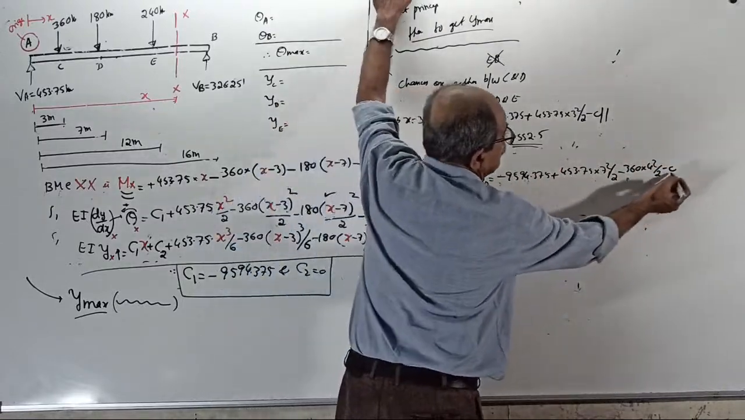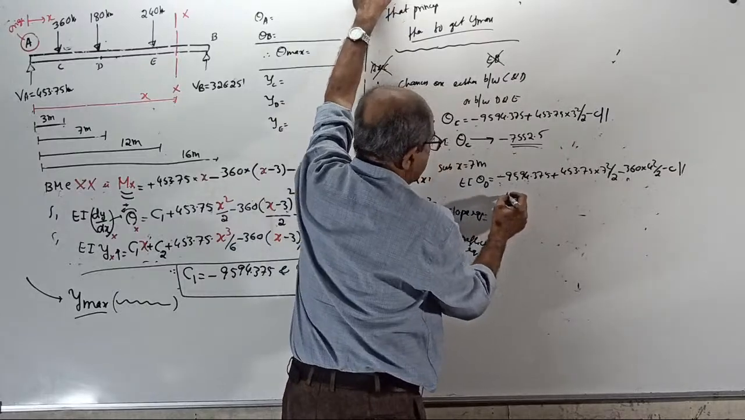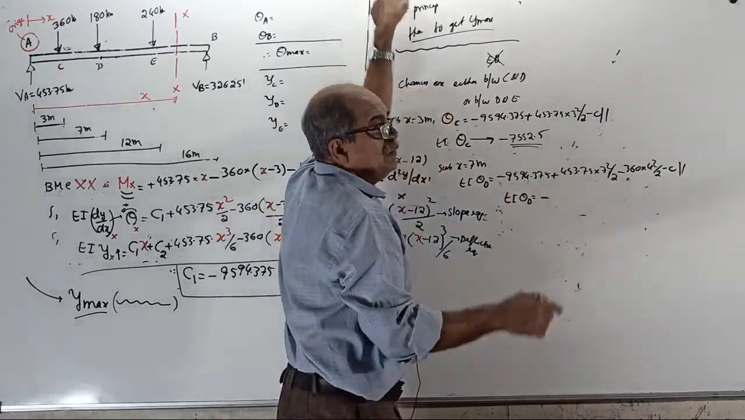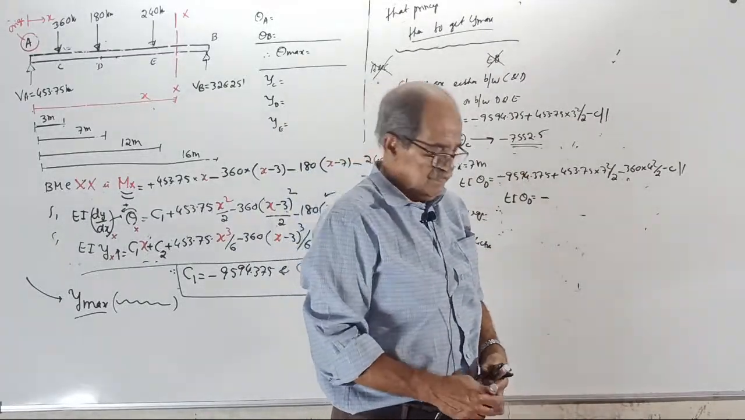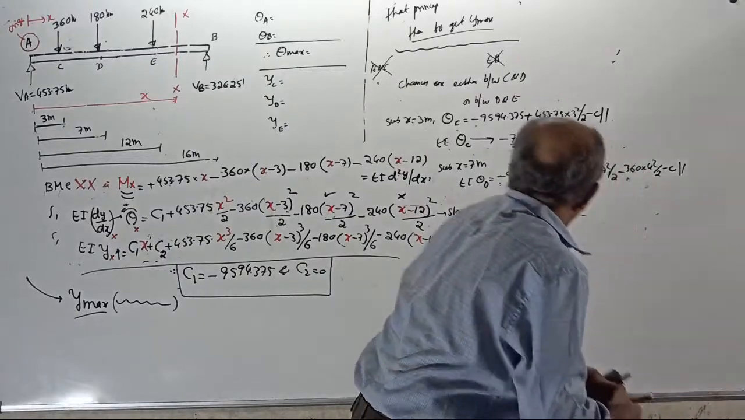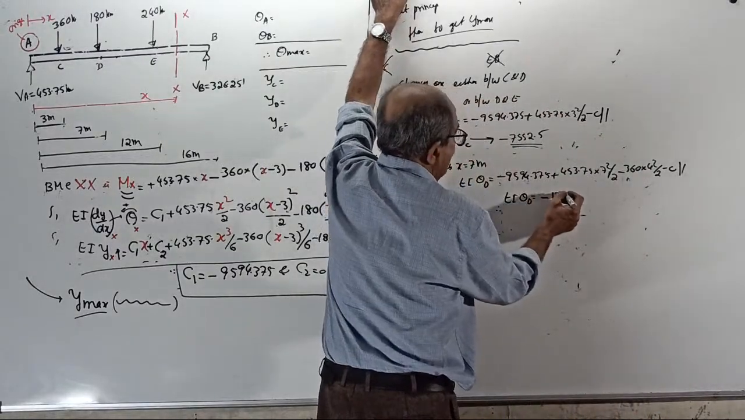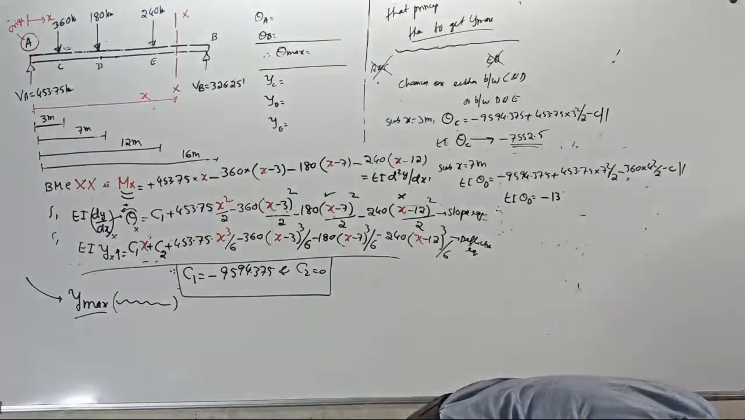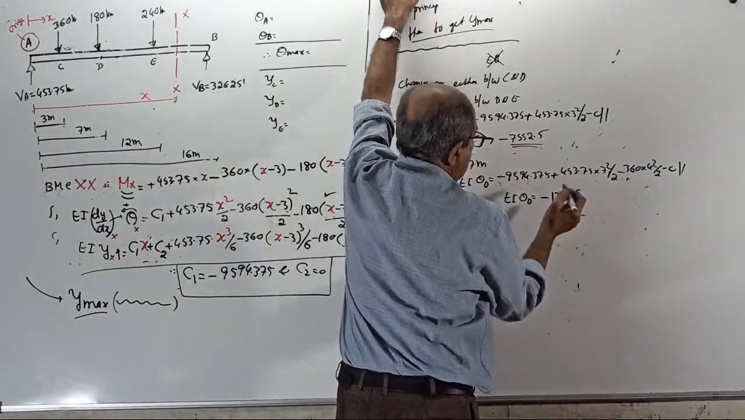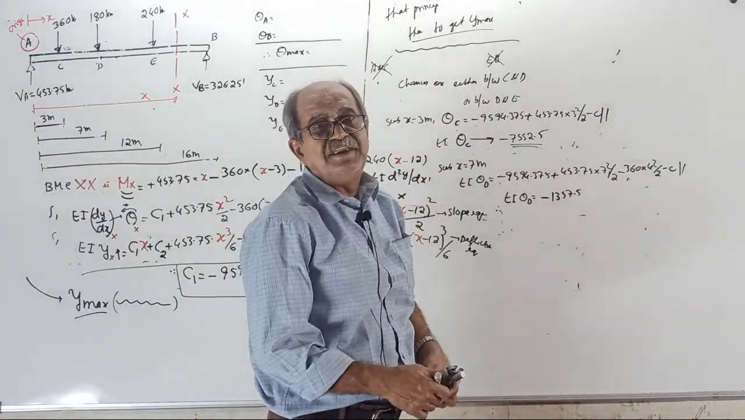Other is non-applicable. Stop. Tell me. This will give you EIθ at D. The answer will be lesser and minus. Tell me how much? Minus 13, what? 1357.5. Oh, the sign has still not changed.